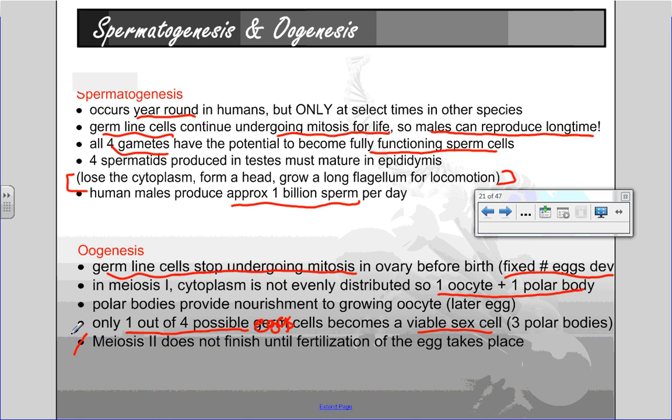The other thing about oogenesis is meiosis 2 doesn't finish until the egg is fertilized. So basically, the only ones that will complete meiosis are the ones that actually get fertilized. So even though females will release an egg from the ovary every month, those eggs are stuck in a certain stage of meiosis, and they will never proceed through the rest of it unless they meet up with that sperm and become fertilized, which would usually result in a baby.